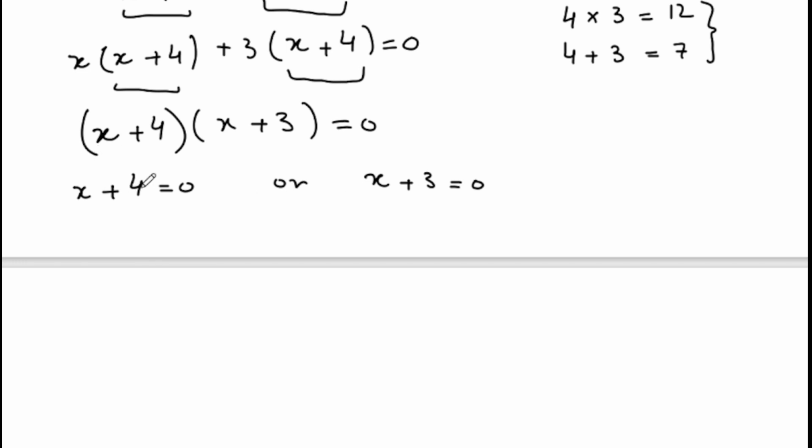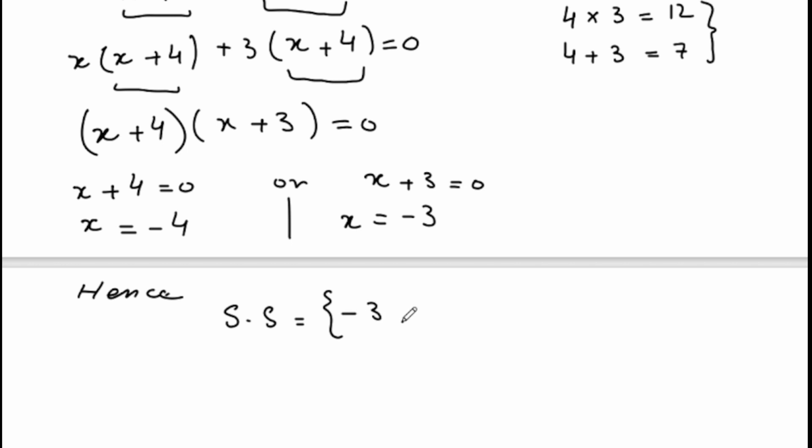So by shifting this 4 to the right hand side, we have x is equal to negative 4, and here by shifting this 3 to the right hand side, we have x is equal to negative 3. Hence the solution set is negative 3 comma negative 4. So these are the elements in the solution set.